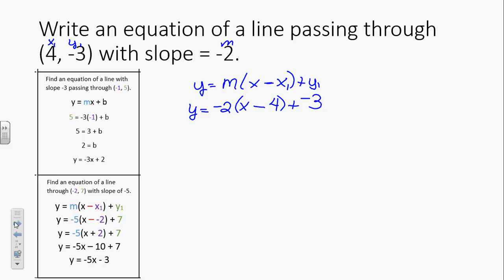The only one we change the sign of is the x in this form. Okay? Now we simplify. When we see a 2 in front of parentheses, we multiply, distribute, right? -2x, -2 times a -4, and 8 minus 3 is 5.